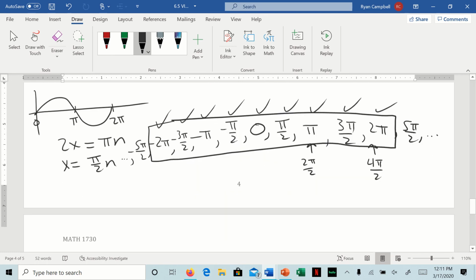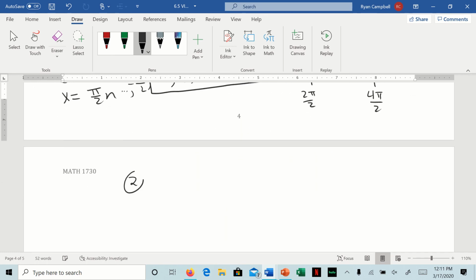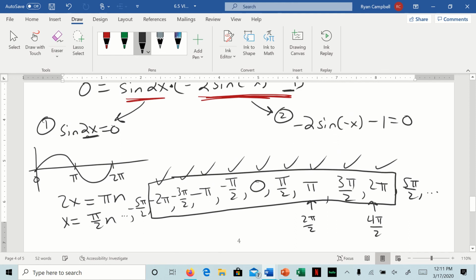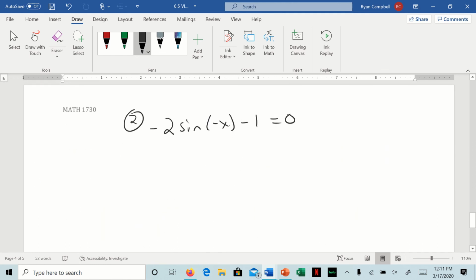Let's look at the second one. So the second one we said was negative 2 times the sine of negative x minus 1 equals 0. Just making sure that's what I wrote. Yep, that's what we wrote. Good. All right, so again, remember, there's lots of ways we can do this, but like I said, the homework is probably going to be doing it like this. We want to make sure to have positive angles, positive values inside of trig equations.